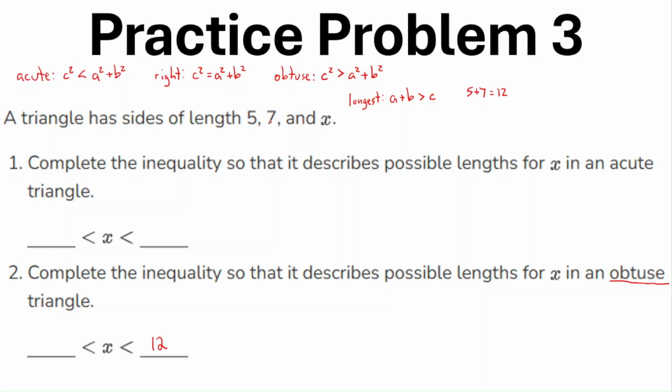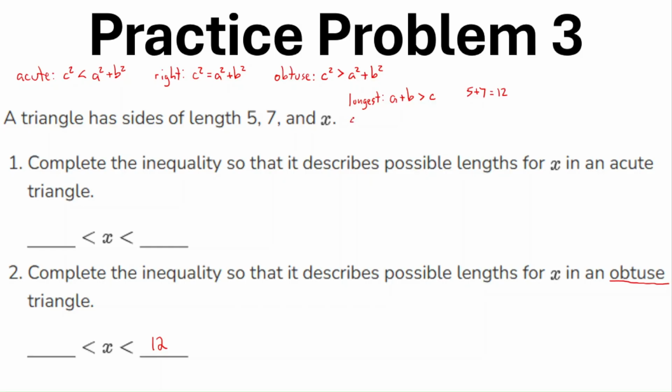Otherwise, 5 and 7 are not going to be long enough to reach both ends of it and have anything left over to pop out as a triangle. So that'll find the longest that it can be. All right, just less than 12.